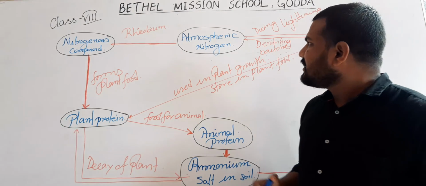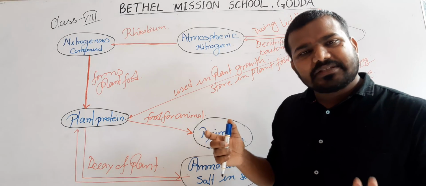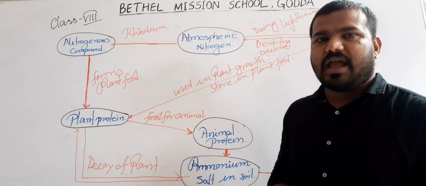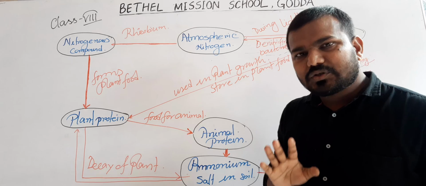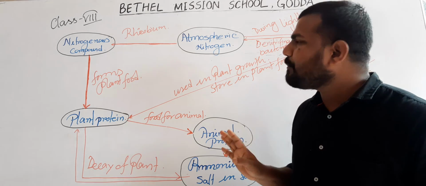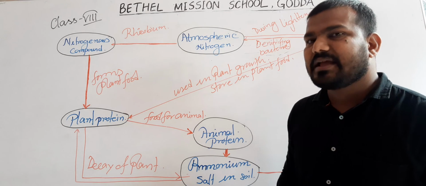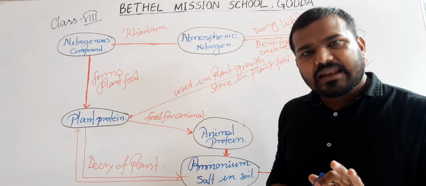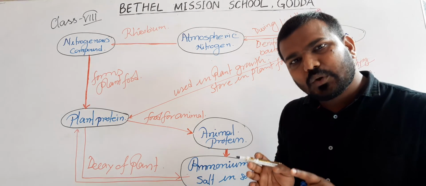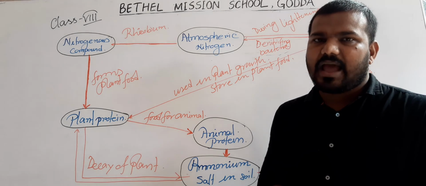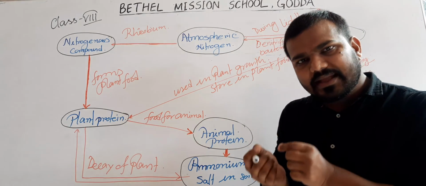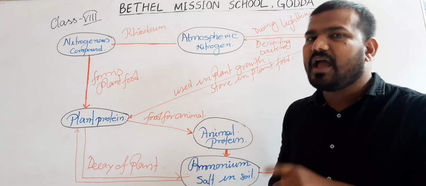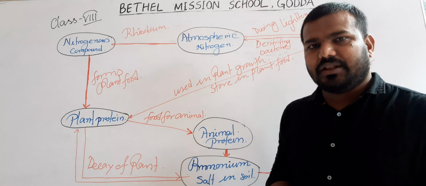Now, atmospheric nitrogen means the nitrogen present in the atmosphere. It means almost 78% nitrogen is present within the atmosphere. Some microscopic organisms, like symbiotic bacteria, are present in the roots of leguminous plants, like Rhizobium, which forms nodule-shaped structures. This bacterium, Rhizobium, can absorb atmospheric nitrogen directly from the atmosphere and mix it with the soil.